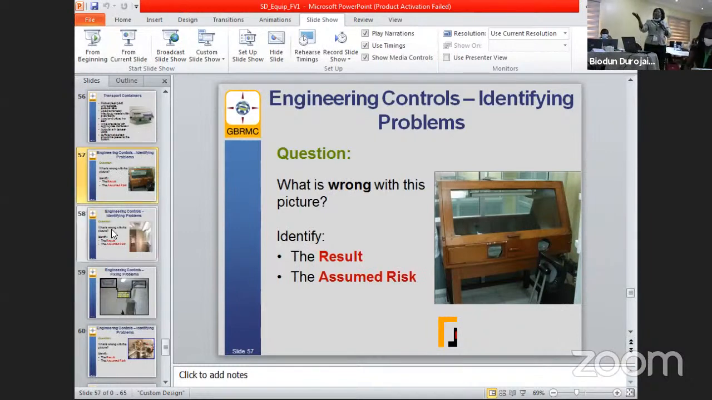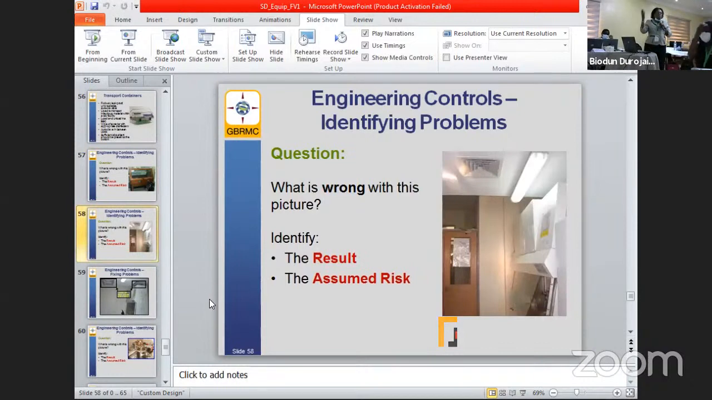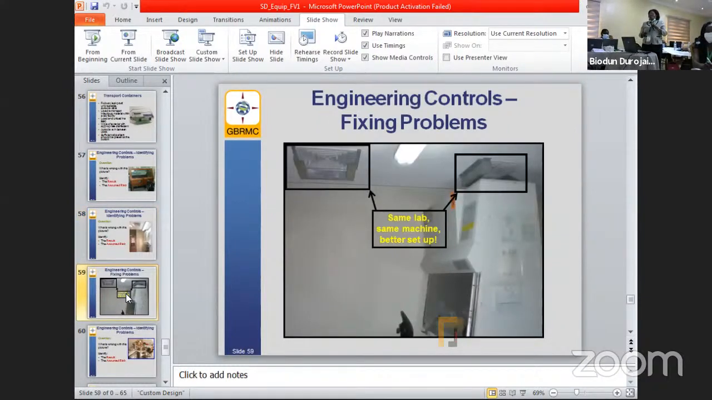So engineering controls, we're trying to identify problems with this. What is wrong with this picture? You can see a BSC. There's a door, and look at the vent right on top of the BSC. It's going to affect the airflow because it's so close to the door, so people walk in, walk out. So fixing the problem, you see how they moved the BSC away from the door and moved the vent too, a little bit away from the entrance of the BSC. So this is the same machine, but better set up. That vent for the other one is for the room.